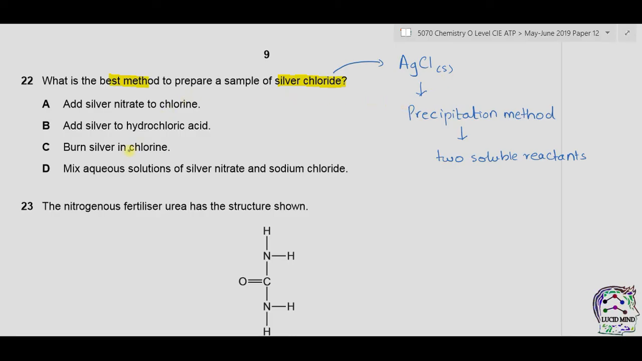So the best method will be to mix aqueous solutions of silver nitrate, which is soluble in water, and sodium chloride, which is also soluble in water. And what will happen is that silver nitrate will react with sodium chloride to form a precipitate of silver chloride, which is separated by filtration. The correct answer is therefore D.